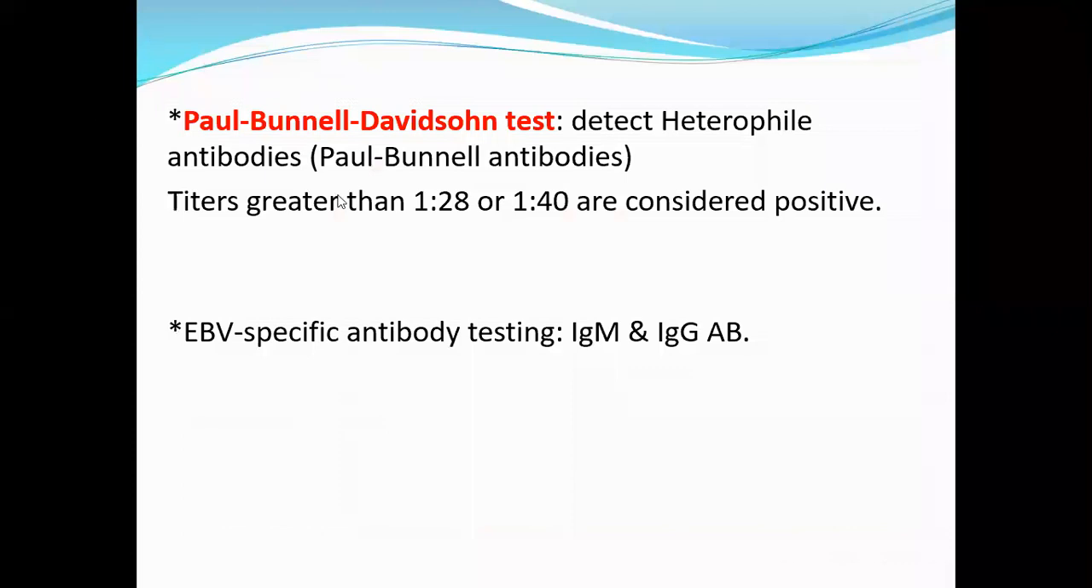A specific test to detect this infection is called the Paul-Bunnell test, and this will detect the heterophil antibodies, which are Paul-Bunnell antibodies. A titer greater than 1 to 28 or 1 to 40 is considered positive. It depends on the titration, it depends on the laboratory, so the ratio differs.